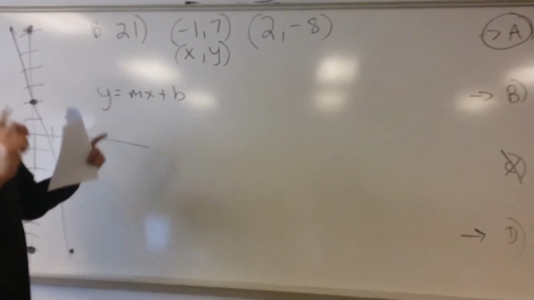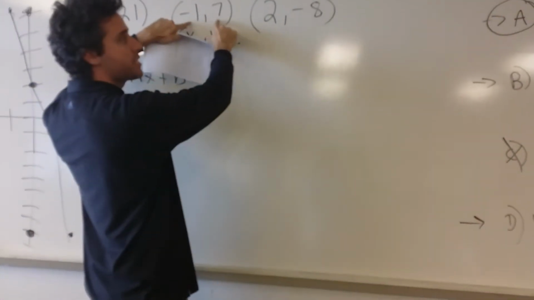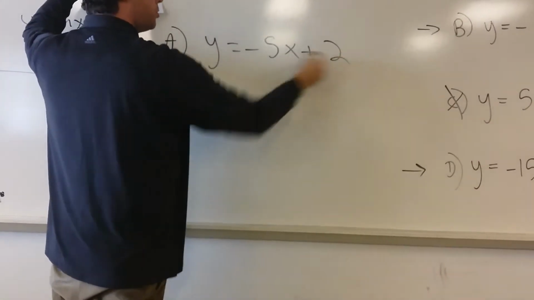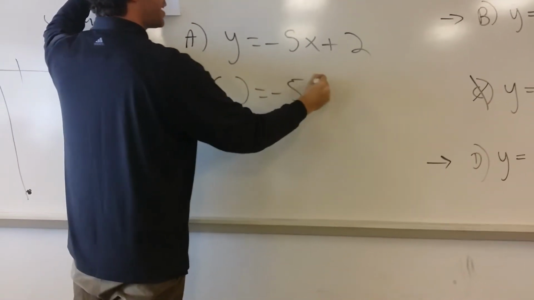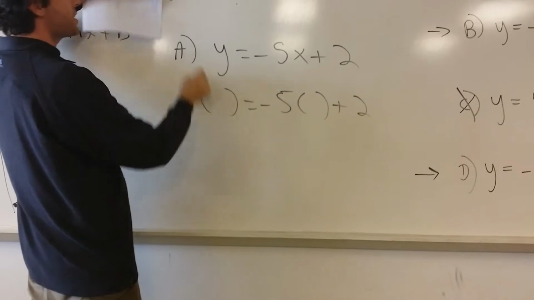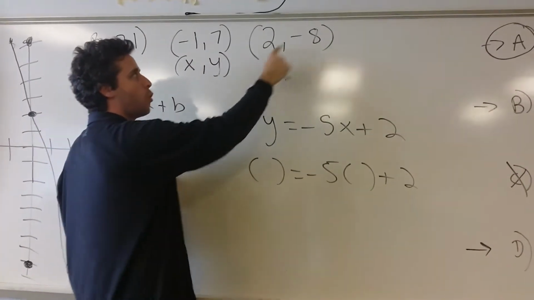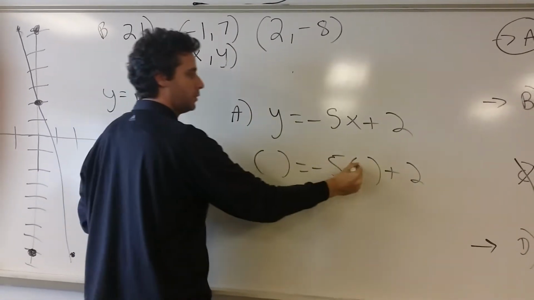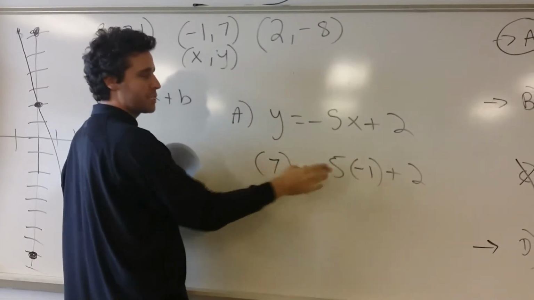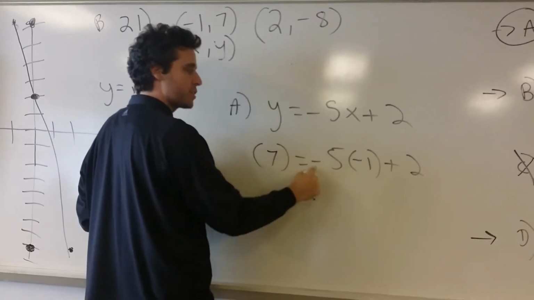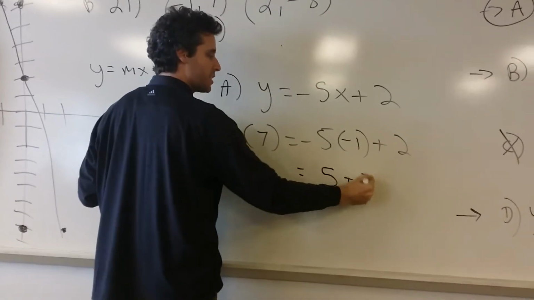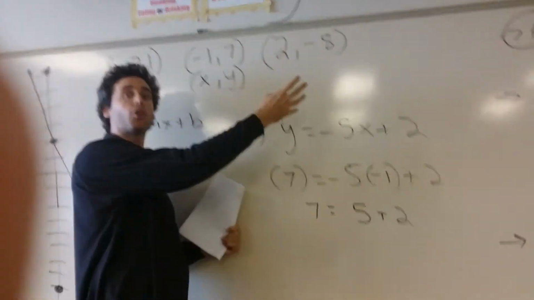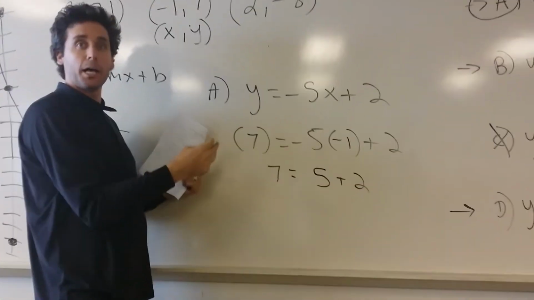Alternatively, if you think it's choice A but you're not sure, you could take these numbers and substitute them into A. So A is y equals -5x plus 2, and I'm going to rewrite that, but wherever I see a letter, I'll put an open and close parentheses, and then I can substitute either the -1 and the 7 or the 2 and the -8. For example, if I plug in a -1 and a 7, that means x equals -1. Y equals 7, and let's just see if this makes sense. A -5 times a -1, the signs are the same, so it's a +5. +5 plus 2 is giving us a 7, so we see that it worked.